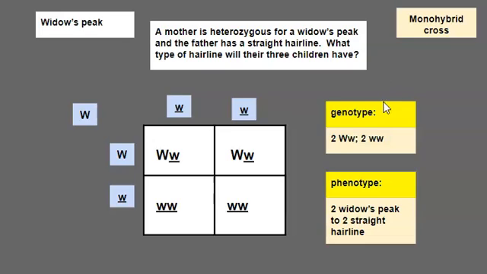The second child has the same 50% chance of inheriting the same gene combinations and the same phenotype. The third child has the same 50% chance of inheriting each gene combination and each phenotype. So all we can tell those parents is their child each time has 50% chance of having either straight hair or a widow's peak, which I'm sure they wouldn't find to be a very helpful answer.